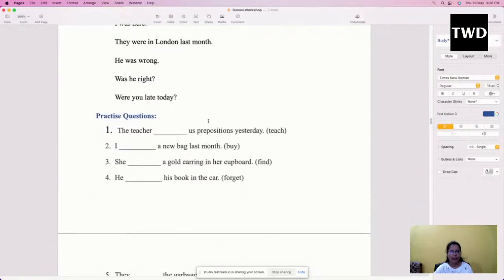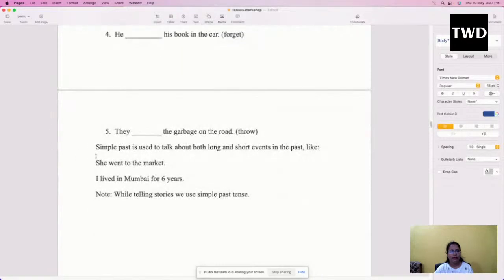Again, we have got some practice questions here. The teacher dash us prepositions yesterday. Yeah, so I think it is very easy if you know the V2 form of the verb. The teacher taught us prepositions yesterday. The past tense of teach is taught. So just think about what would be the past tense of buy, of find, of forget, and do all these sentences. Same here also, I have got one question. Past tense of throw. What is the past tense of throw? You have to write it here.